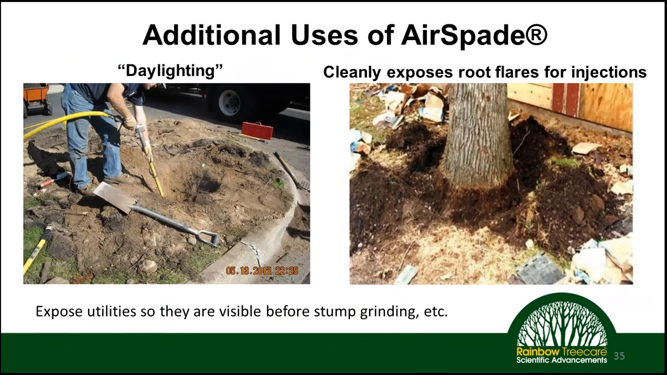There are other uses of the air spade that we have. Daylighting is fairly common if we run into a situation where the company that marks the locations of utilities before we do stump grinding or vibratory plow lines for root graft disruptions, oak wilt, Dutch elm disease situations, we'll use the air spade to expose where those utilities are so we know exactly what we're dealing with, how close we can get or not with a stump grinder in certain situations. Or you can use it to cleanly expose root flares for injections.